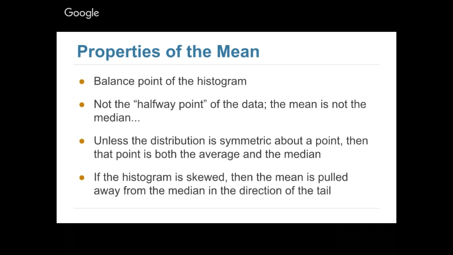In fact, if my histogram is skewed, meaning the tail is longer in one direction than the other, then the mean is more affected by those values that are all the way out there. So the mean gets pulled in the direction of the tail. Okay, so look for the tail. The mean is in the direction of the tail. The median will probably just be in the middle of wherever that data is.